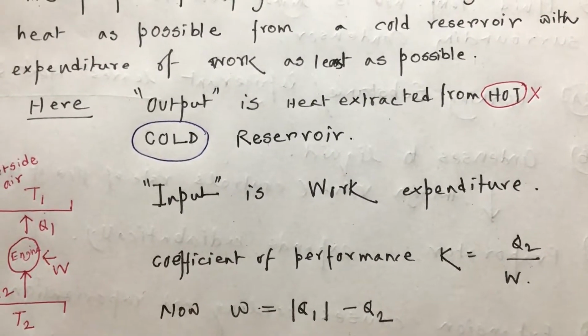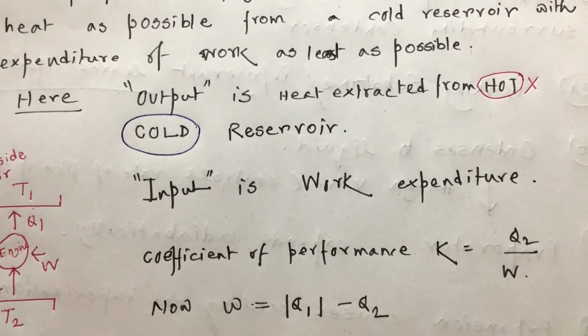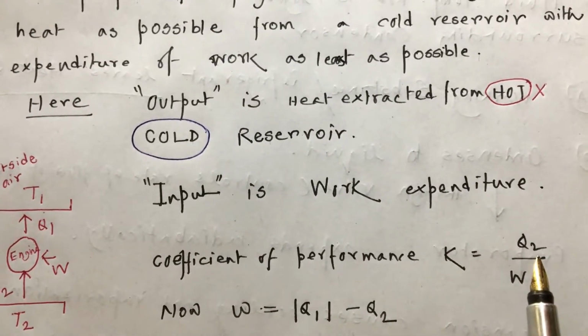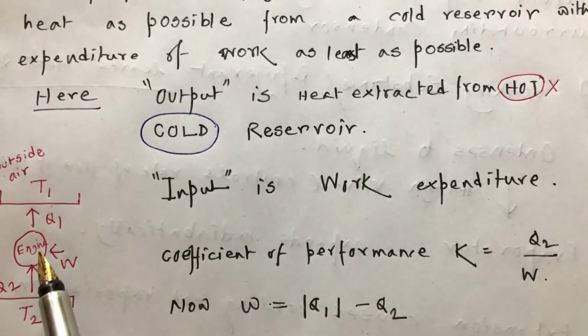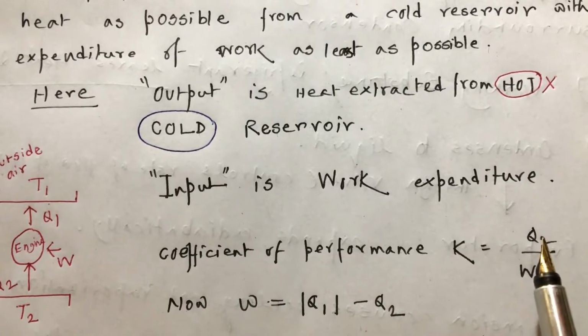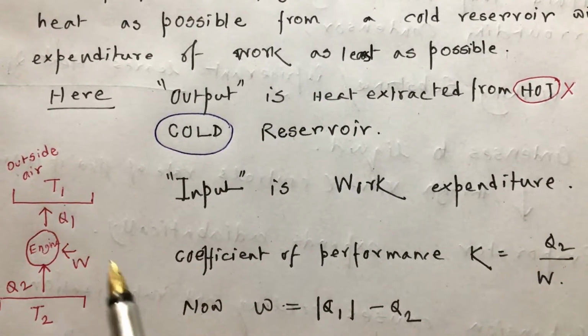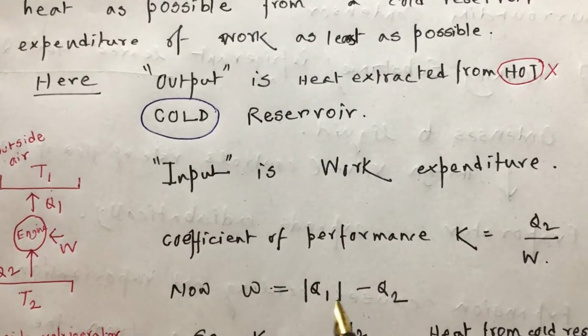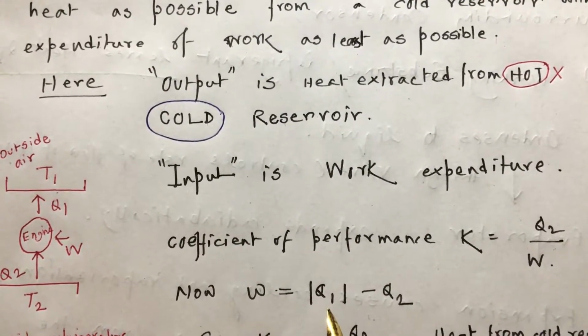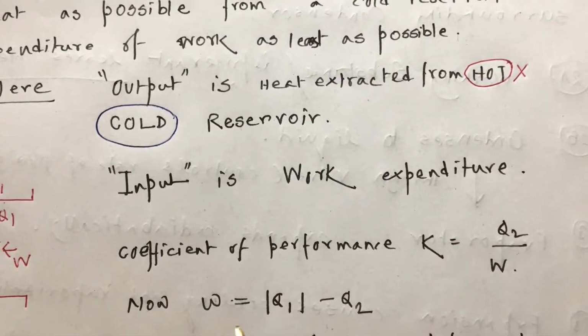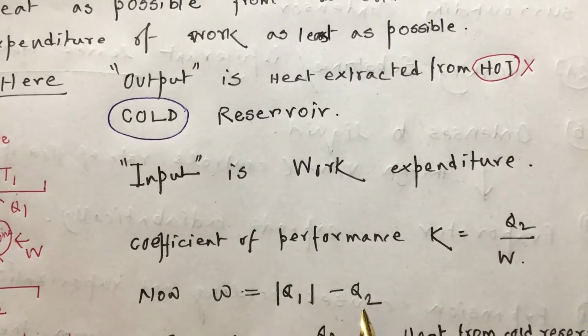Coefficient of performance is the amount of heat extracted from the cold reservoir divided by the amount of work done into the engine. And here যেহেতু Q2 amount of heat is entering into the engine, so Q2 is positive and Q1 amount of heat is getting liberated from the engine, so Q1 is negative. We are taking the magnitude of Q1, that's why. So W is equal to Q1 magnitude minus Q2.